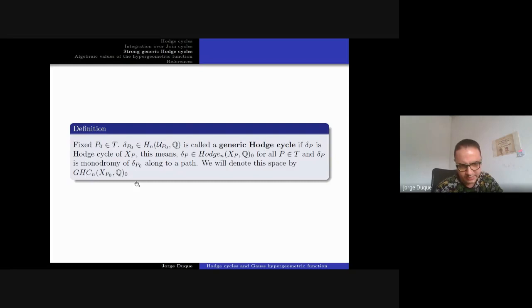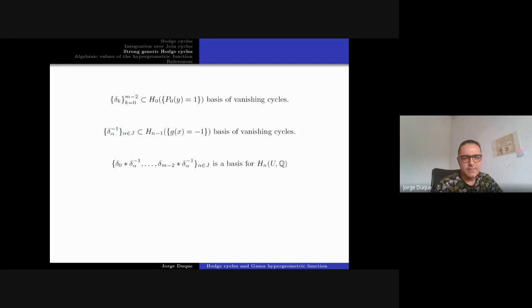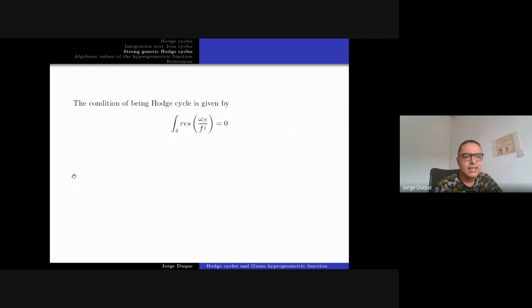Now, we are going to define a subspace of this space that we will call strong generic Hodge cycles. For this, we use the integral. Again, consider a basis of vanishing cycles of the homology. If we know that this set is a basis of the homology, this means that every cycle in U is written this way: delta is equal to the sum of the delta k, where each delta k is this sum, the joint cycle. But now remember the condition of being a Hodge cycle is given by an integral of this type. But this integral can be expressed in this way.